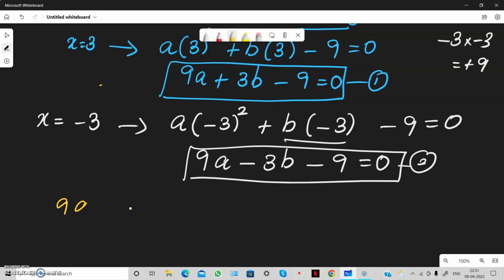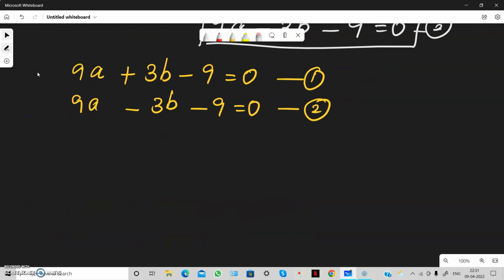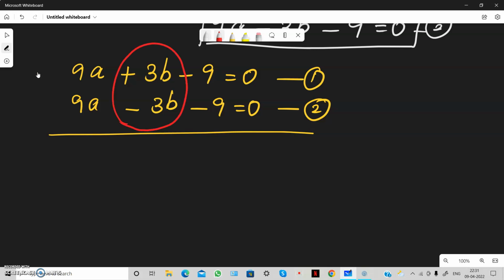So what are the two equations? 9a plus 3b minus 9 equal to 0, the first equation. The second one is 9a minus 3b minus 9 equal to 0. So this is our second equation. Okay students, now what's the next step? You can add the two equations or subtract. You can add, students. When you add, the b term will cancel, right?